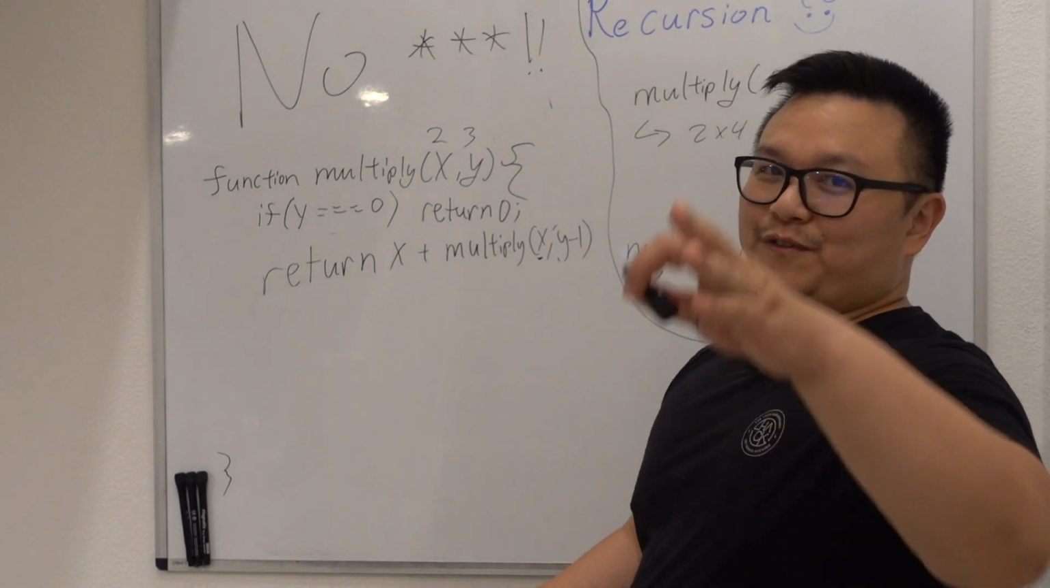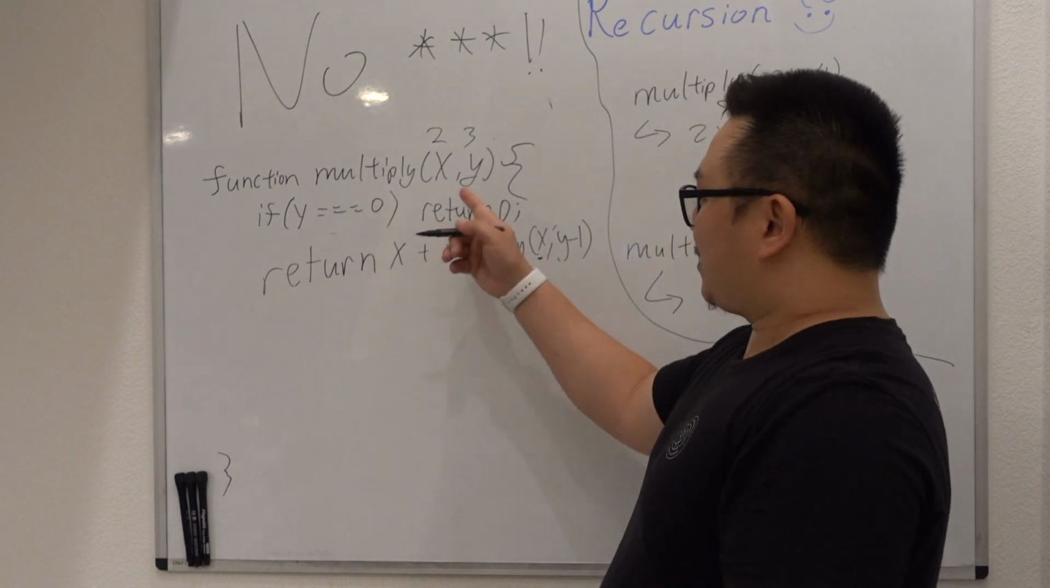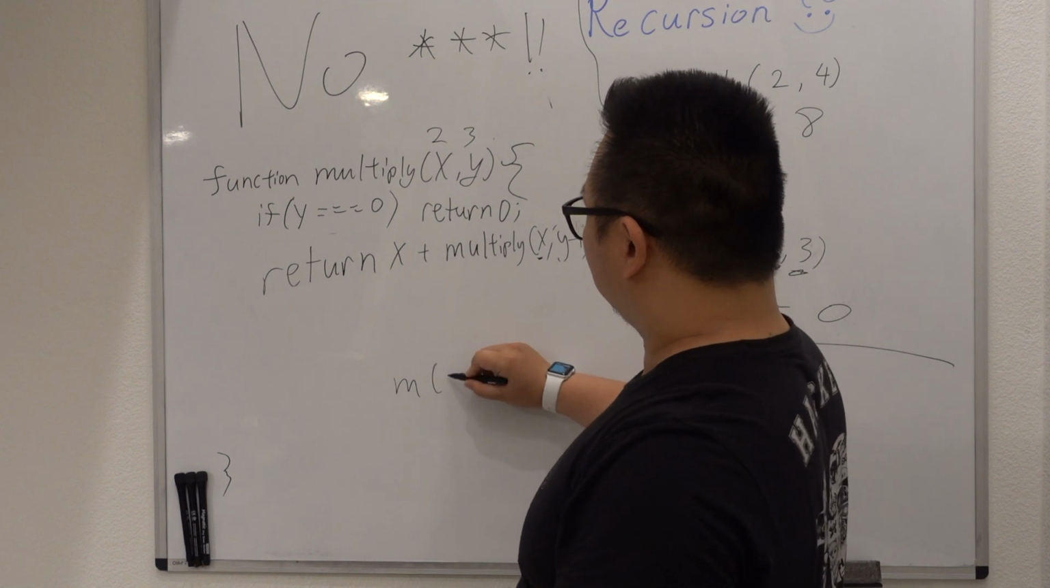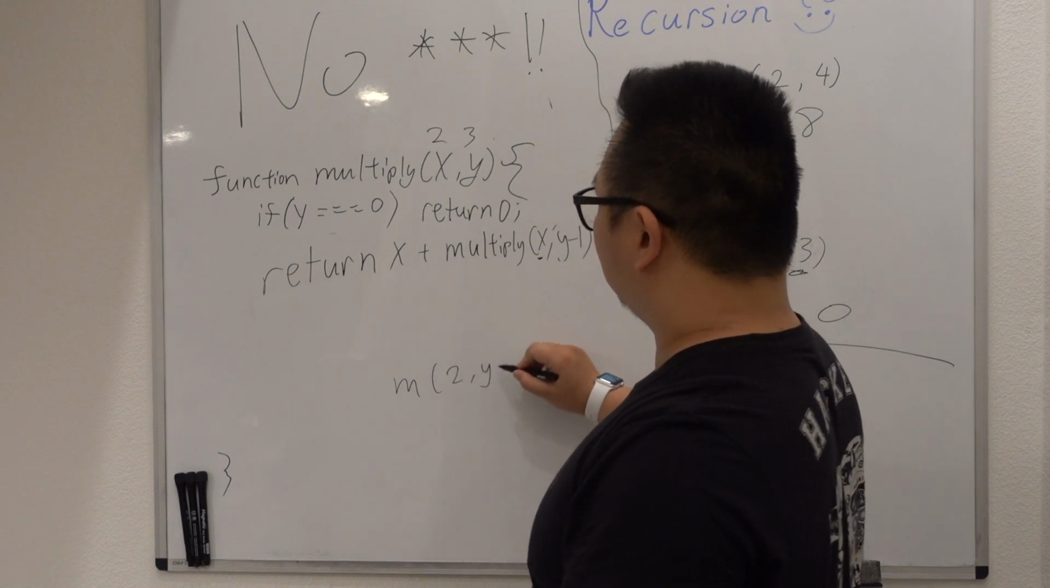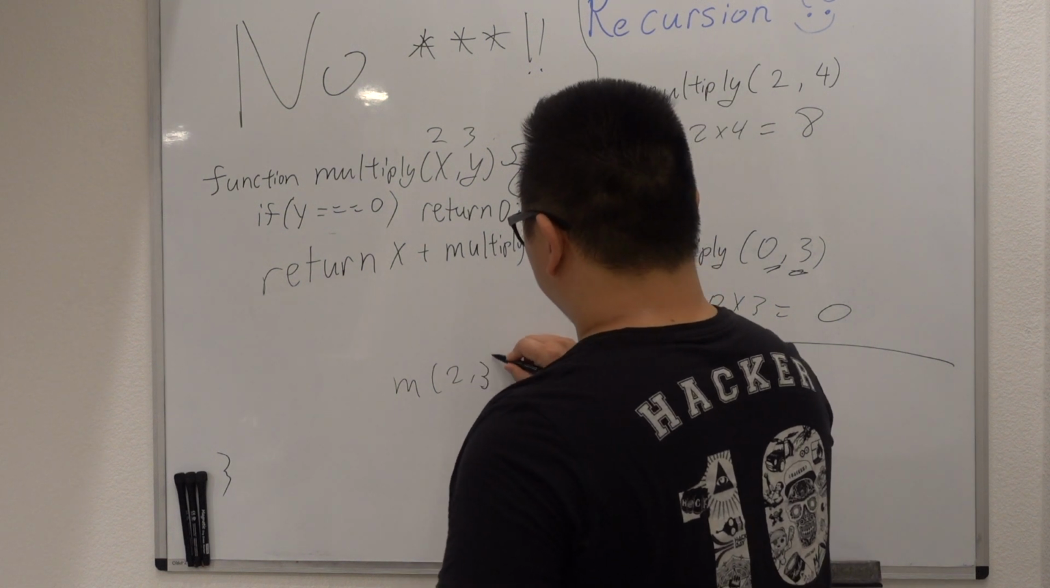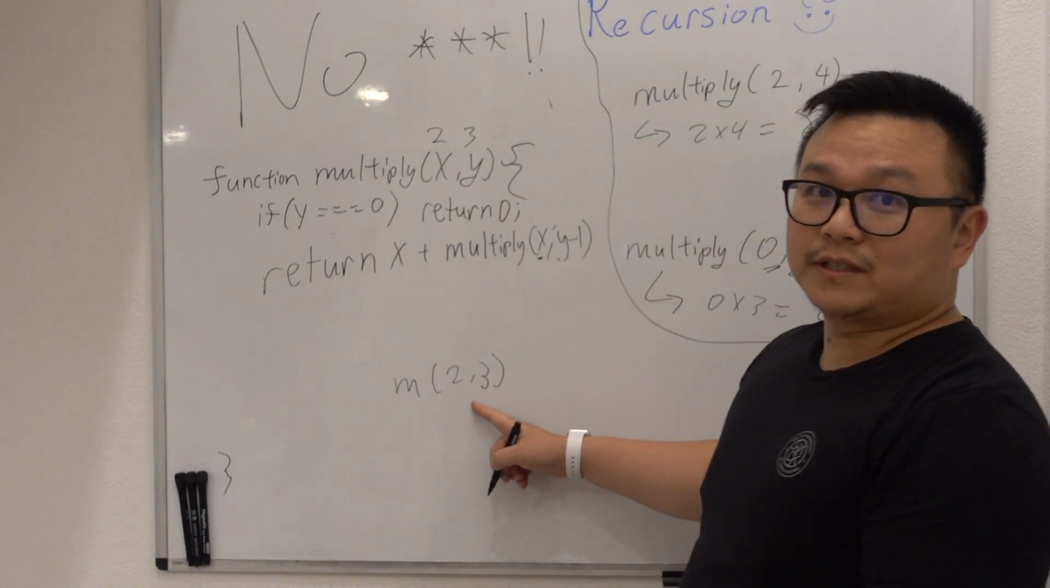If you don't remember, go to the first video. Okay, so now we're going to solve this. Multiply, so let's say multiply 2 and 3. Okay. What's it going to return us?